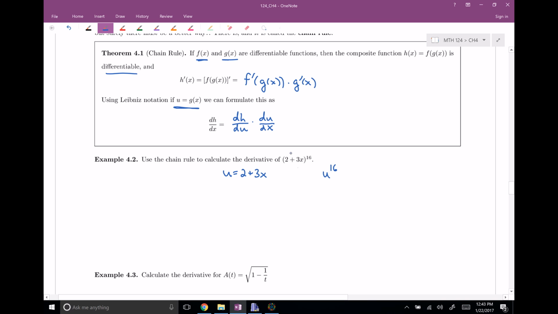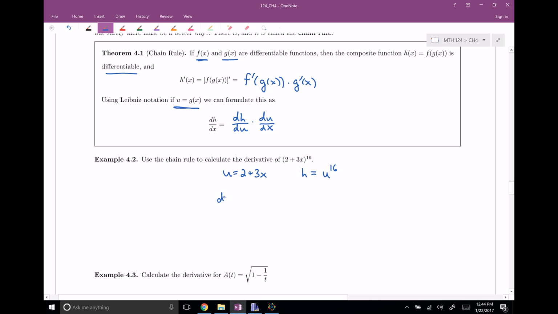And so this is the thing that I want to take a derivative of, and now you can see it has u's. So this is really an h function. If I want, I can do h equals u to the 16th, right? And so according to this, if I want the derivative of this function with respect to x, well, I can take the derivative of h with respect to u, right? Here's my h and it has u's in it now, and then multiply that by the derivative of u with respect to x. So let's try it out.